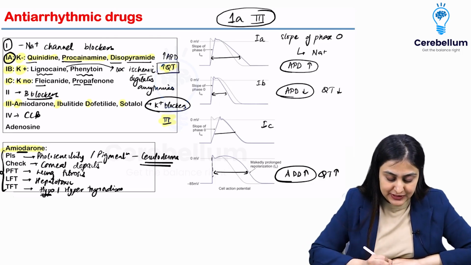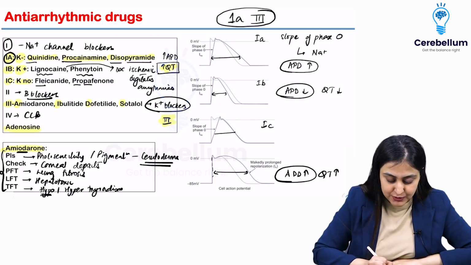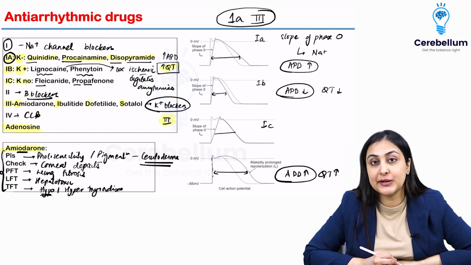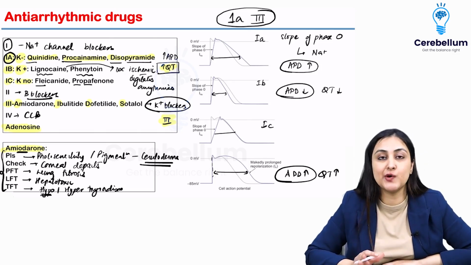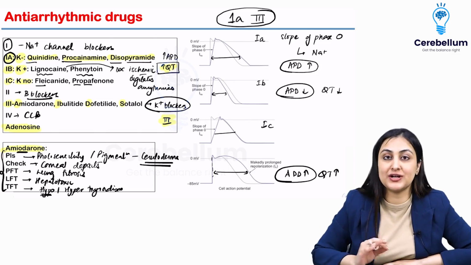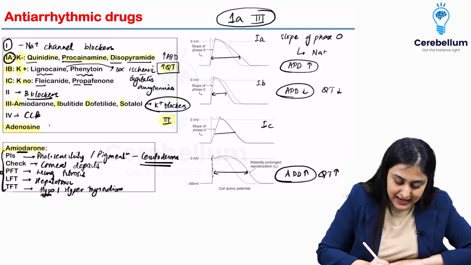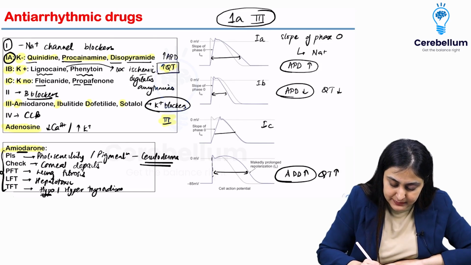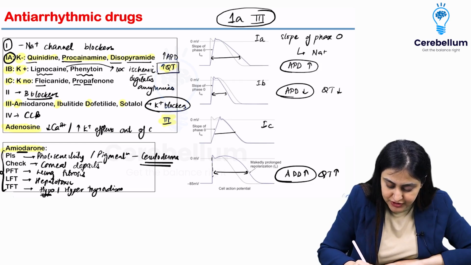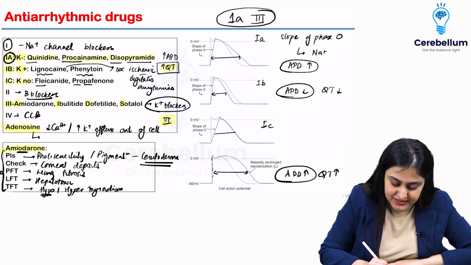Okay, now let's talk about adenosine. So adenosine is the shortest acting drug that we have. It has only one cycle of metabolism, around 11 seconds. So this is the shortest acting drug which is there. Adenosine has two mechanisms. Adenosine reduces the calcium and it also increases the potassium efflux out of the cell.